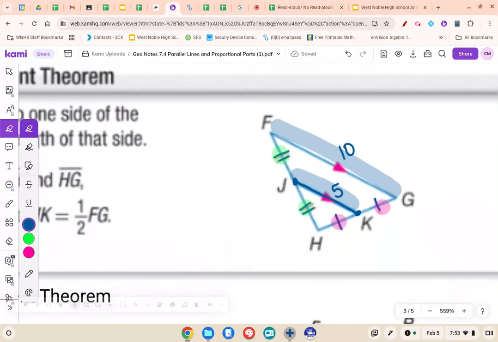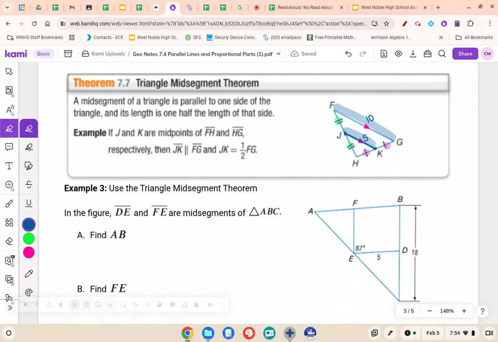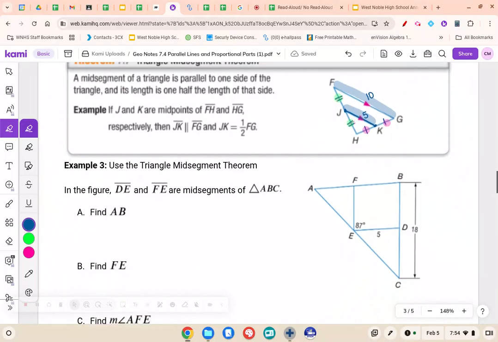So we have seen a midsegment theorem with trapezoids. It worked a little bit differently. Now we have one with triangles where the midsegment's just half the longer side. So we're going to take a look at these. It's also asking us some angle stuff, but we can figure that out too.